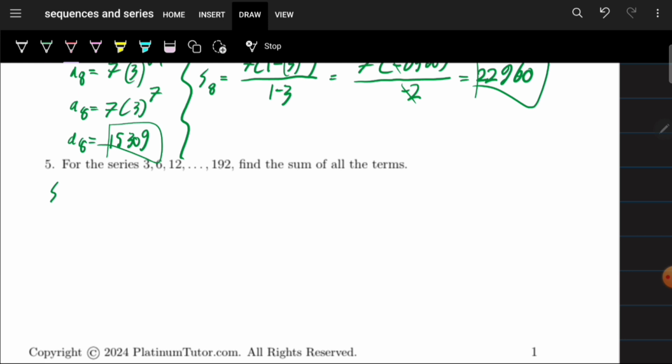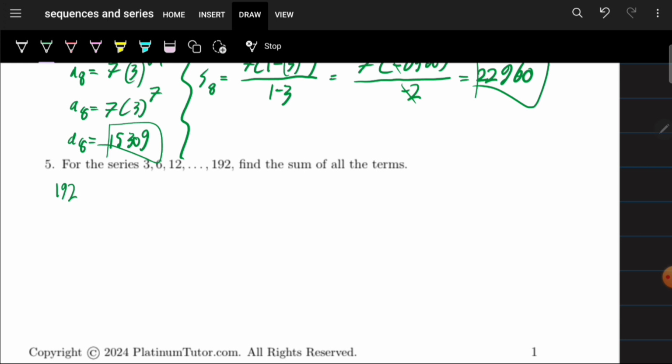Well, we don't know how many terms there are, right? Because I don't know if 192 is the 10th term, the 12th term, or the 100th term. So the first step is to figure out how many terms we have. Again, to do that, all we have to do is figure out what the term number for 192 is. If 192 is the 15th term, that means we have 15 terms here. So this is just like the one we did above and in the previous worksheets, previous videos.